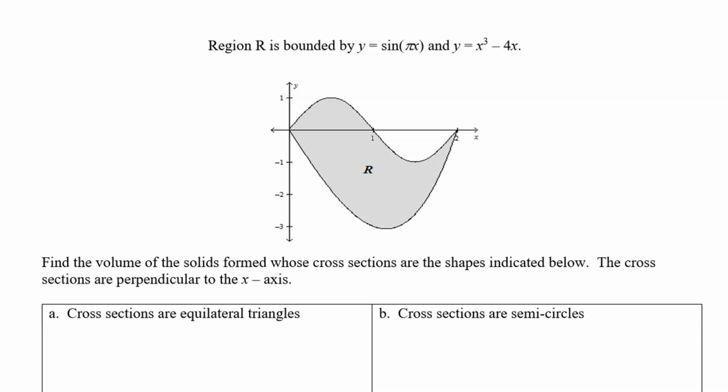So, important for us, we're looking at cross sections perpendicular to the x-axis. So that means we're talking about with respect to x. We've got two functions here. All right, we've got this guy, which is a sine curve, right? This is sine pi x.